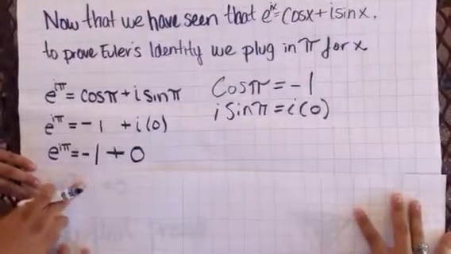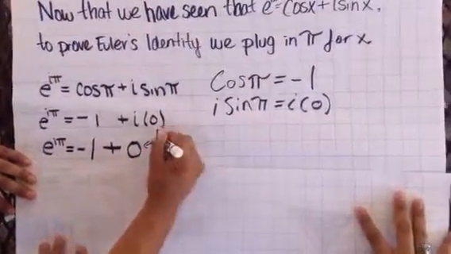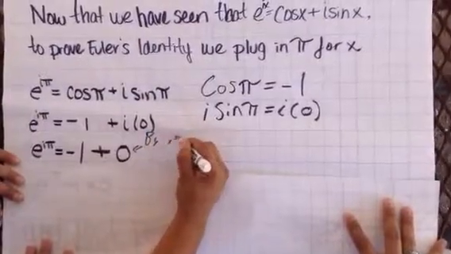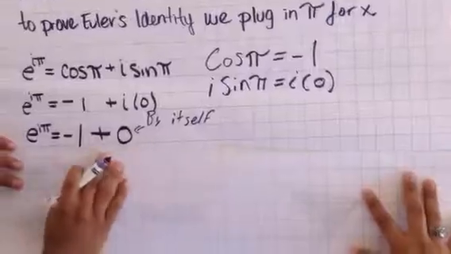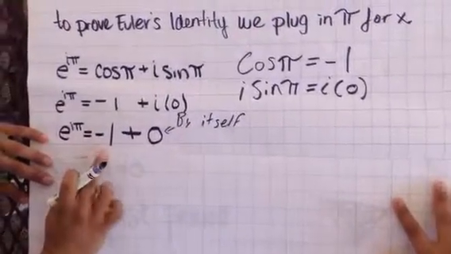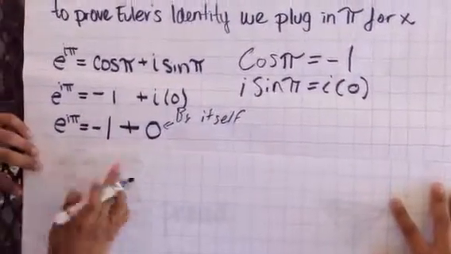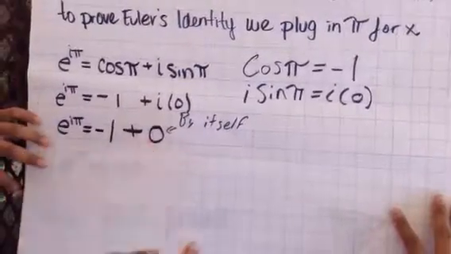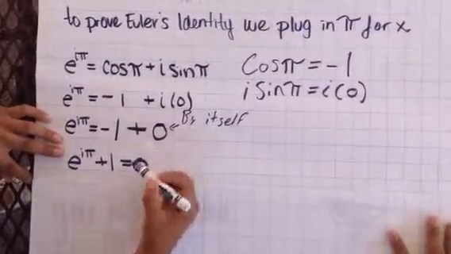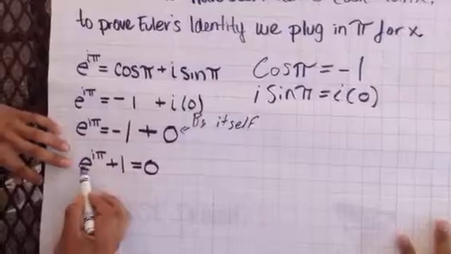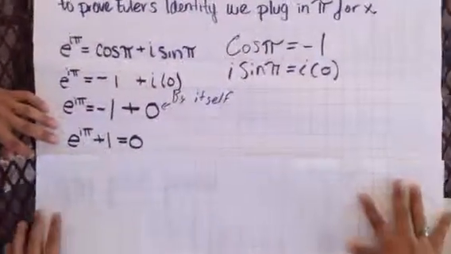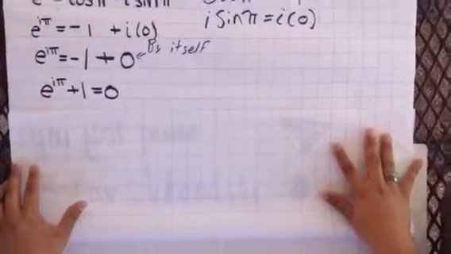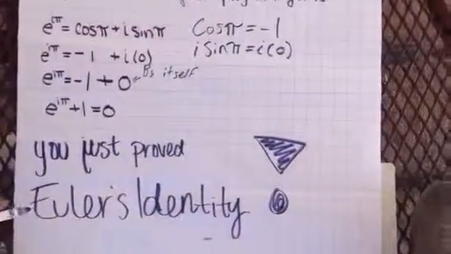So all we have to do now is leave 0 by itself. The way of doing that is canceling this 1 and putting it to the left. So now we add 1 to both sides, making it e to the power of i pi plus 1 equals 0. We have just proved Euler's identity.